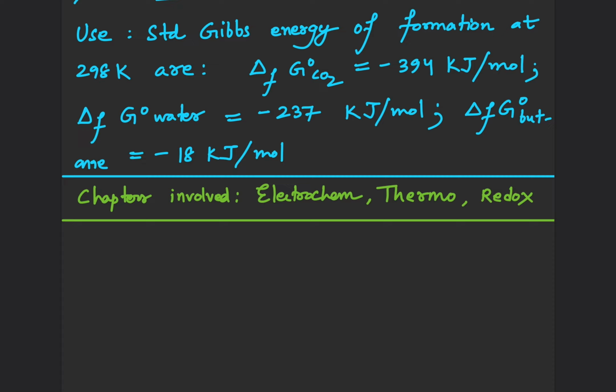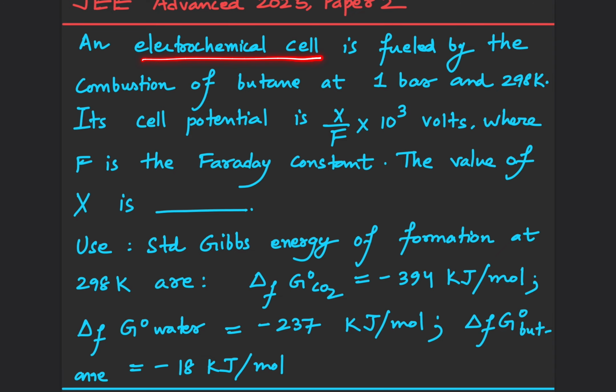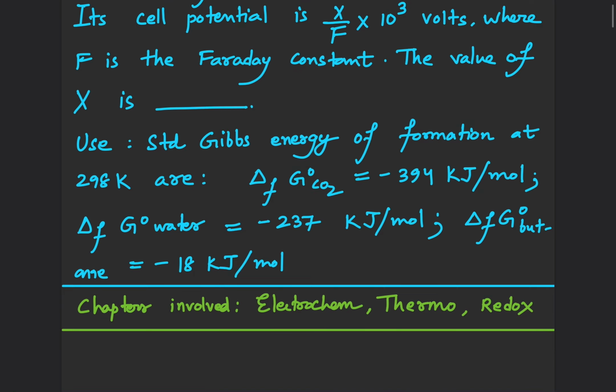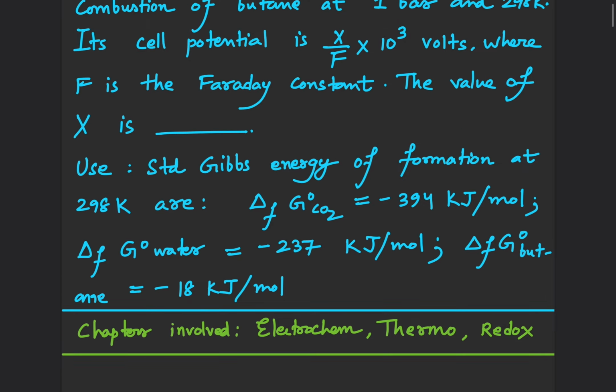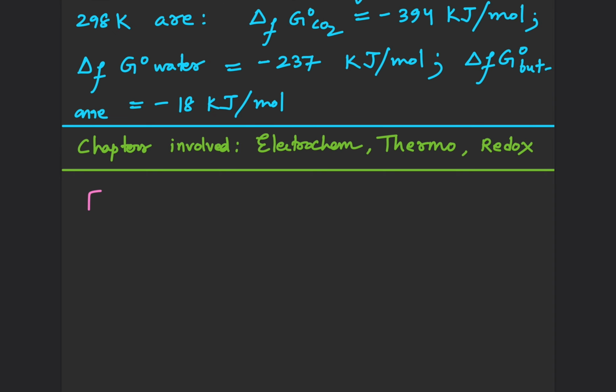So the cell given in our question, that is this particular electrochemical cell, is an example of a fuel cell. Fuel cells are devices that convert energy produced during combustion of fuels, for example, hydrogen, methane, methanol. In our case, it is butane. So it converts the energy produced during combustion of butane directly into electrical energy. And this conversion is possible because the combustion reactions are also redox reactions in nature. Very important.